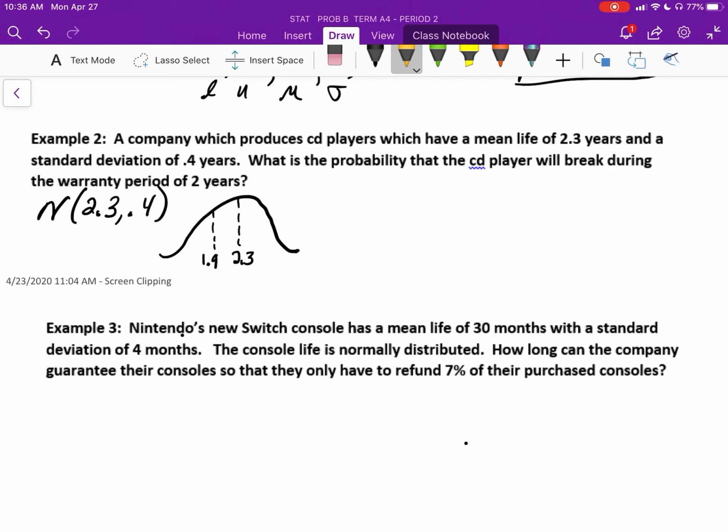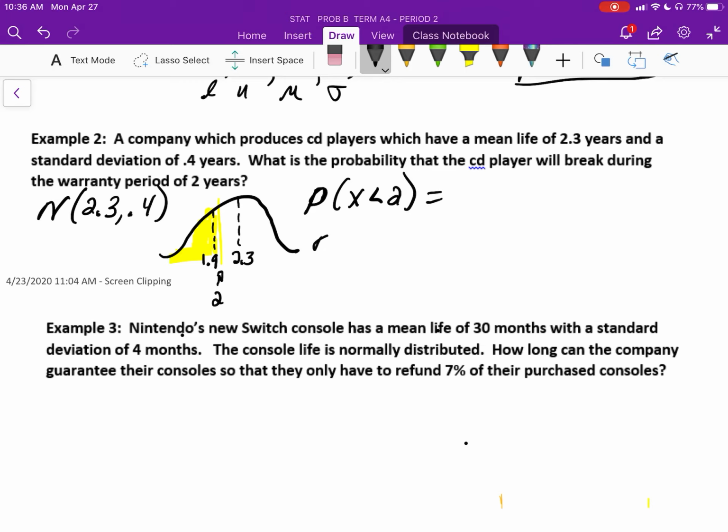So if I look again, let me get my highlighter here. Just go a little bit to the right of there. 2 is going to be right past 1.9. So I want to know, what are the chances that it's not going to last past 2 years? And it's almost 1 standard deviation away, so I'm going to predict almost a 20% chance. So I'm going to know what is the probability that the CD player will last less than 2 years.